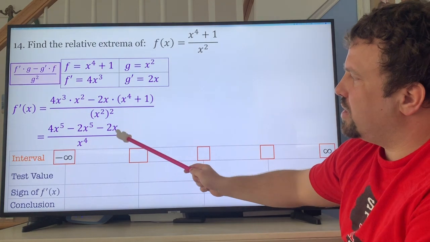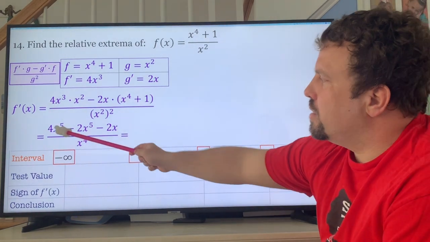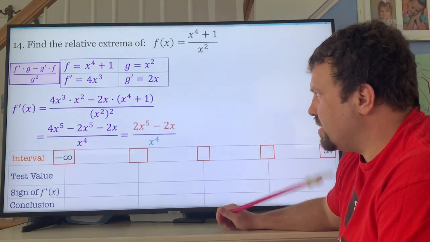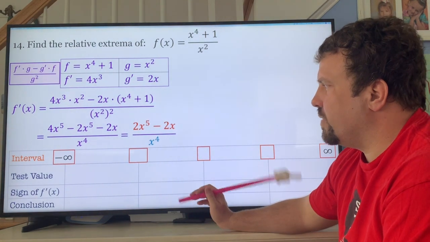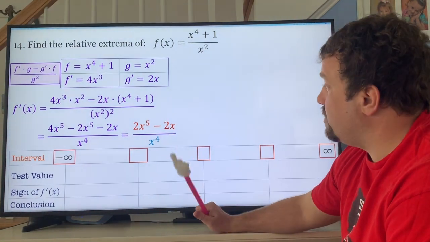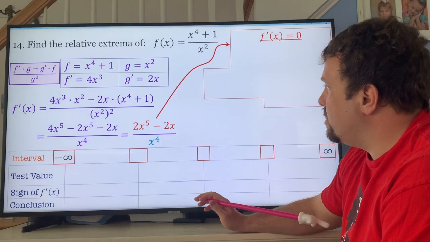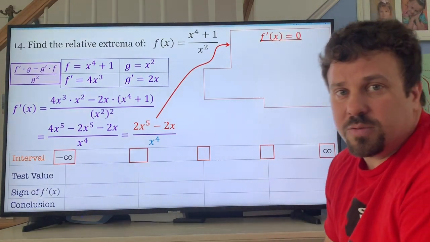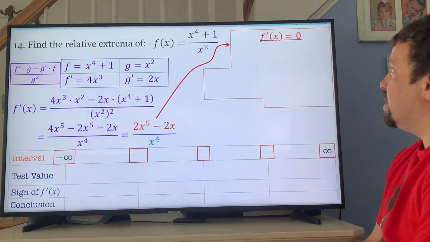Negative 2x times 1 is negative 2x. Subtract these two numbers, combine like terms, and you get (2x^5 - 2x) over x^4. Not too bad yet. So what you're going to do is take the numerator and set that equal to 0. That's when your whole expression is 0, when your numerator is 0.